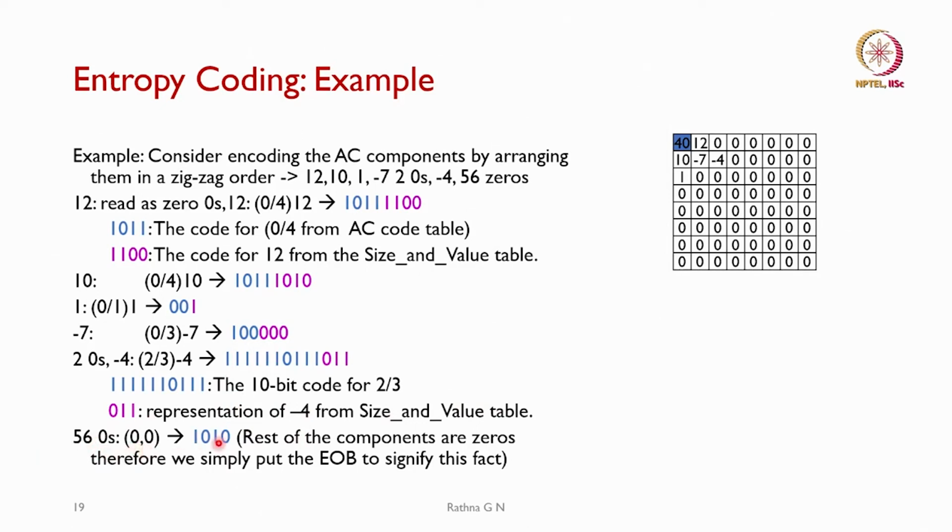The last one, the 56 zeros, has been represented as 0 comma 0, 1 0 1 0. The rest of the components are zeros. Therefore, we simply put the end of block to show that this is the end of the block. Okay. So, this is how the coding has been implemented in JPEG.